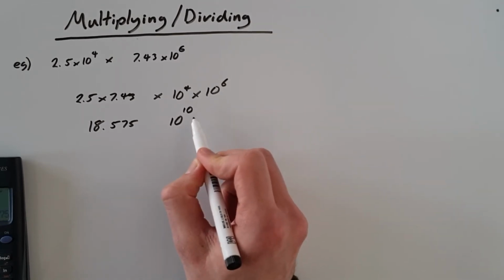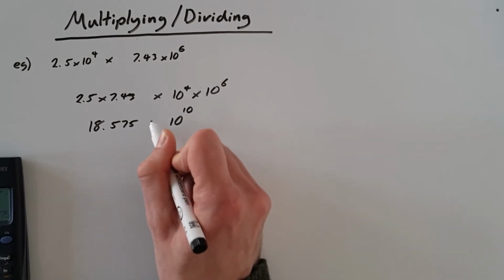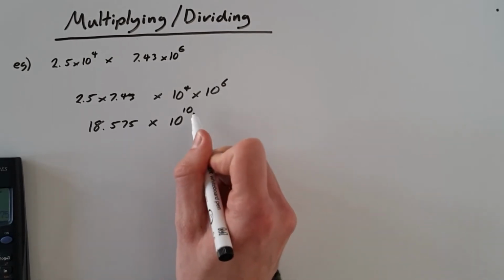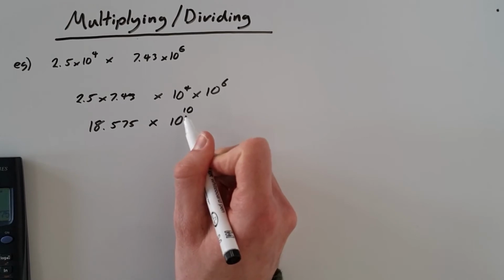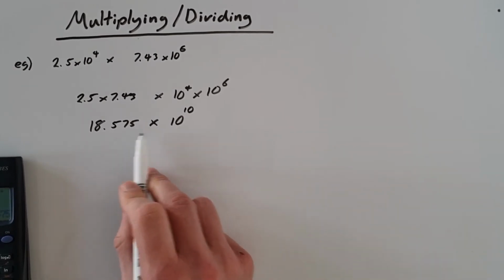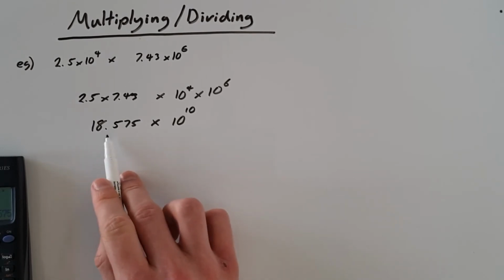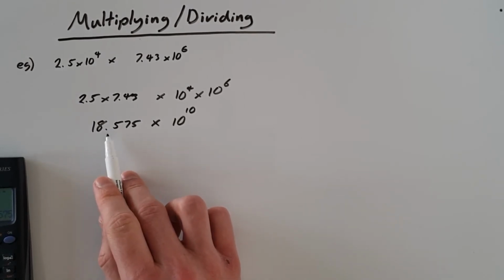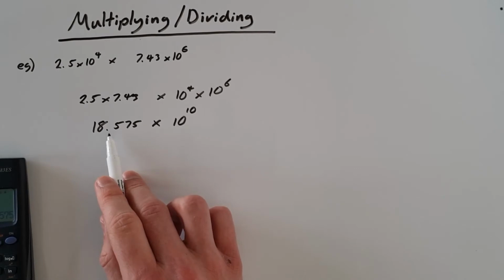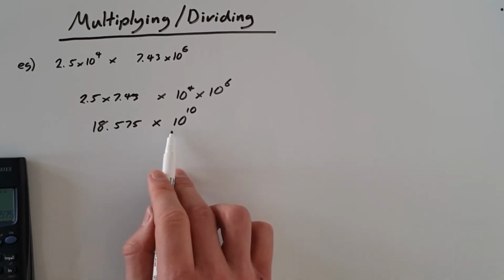Then we want to keep this in standard form, so we want to keep this as times 10 to the 10. However, this is not currently in standard form, and that is because this number at the front must be between 1 and 10 to be in standard form. So we must convert this.